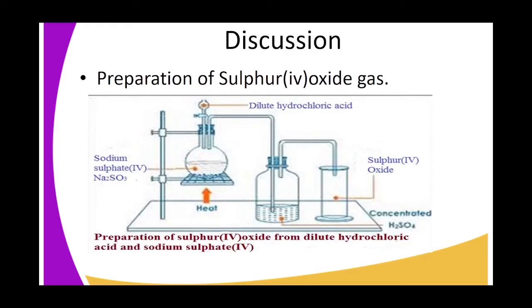So, sulphur 4 oxide gas is one of the oxides of sulphur, and sulphur 6 oxide. We prepare sulphur 4 oxide gas in a laboratory by reacting sodium sulfite and dilute hydrochloric acid. When we react the two, we are going to have sulphur 4 oxide gas. The gas is passed through concentrated sulphur 6 oxide acid so as to dry it, and it is collected by downward delivery because it is denser than air.